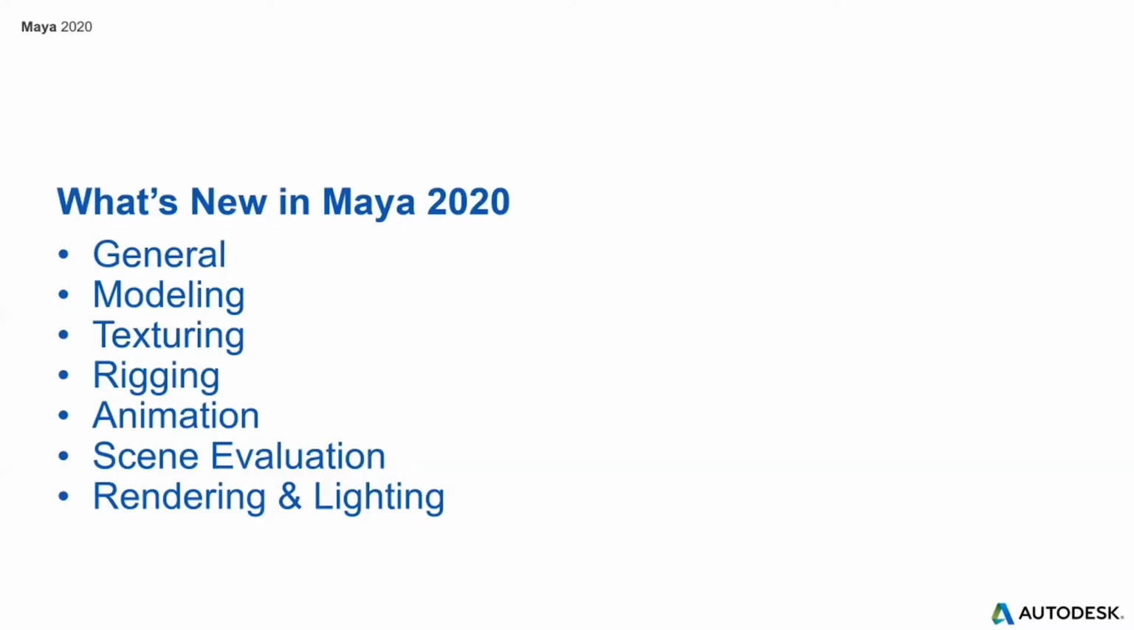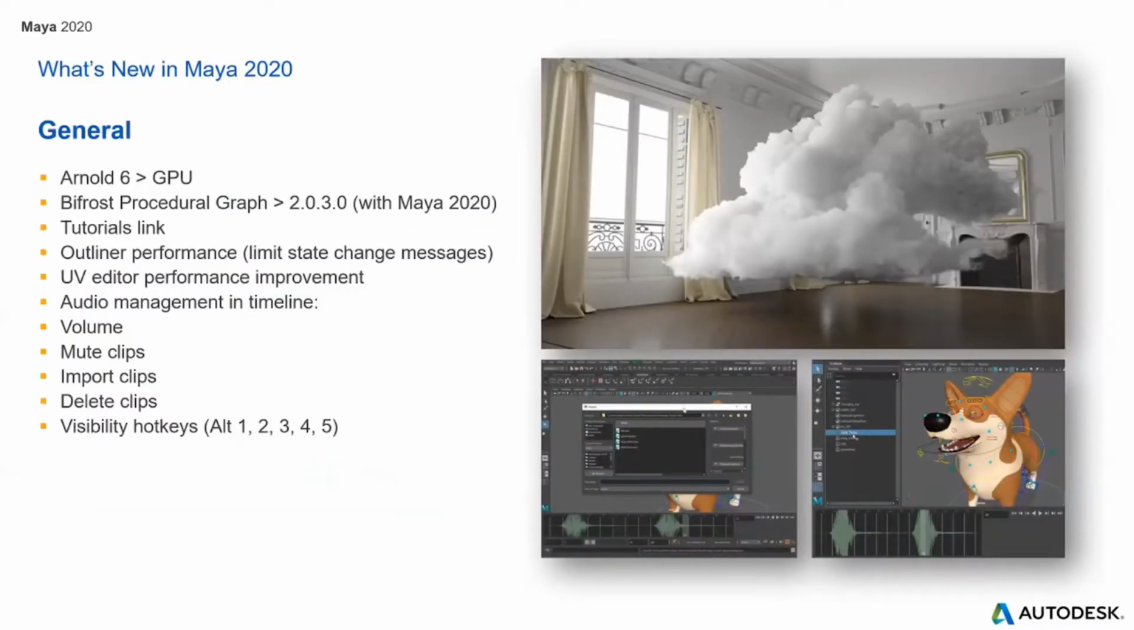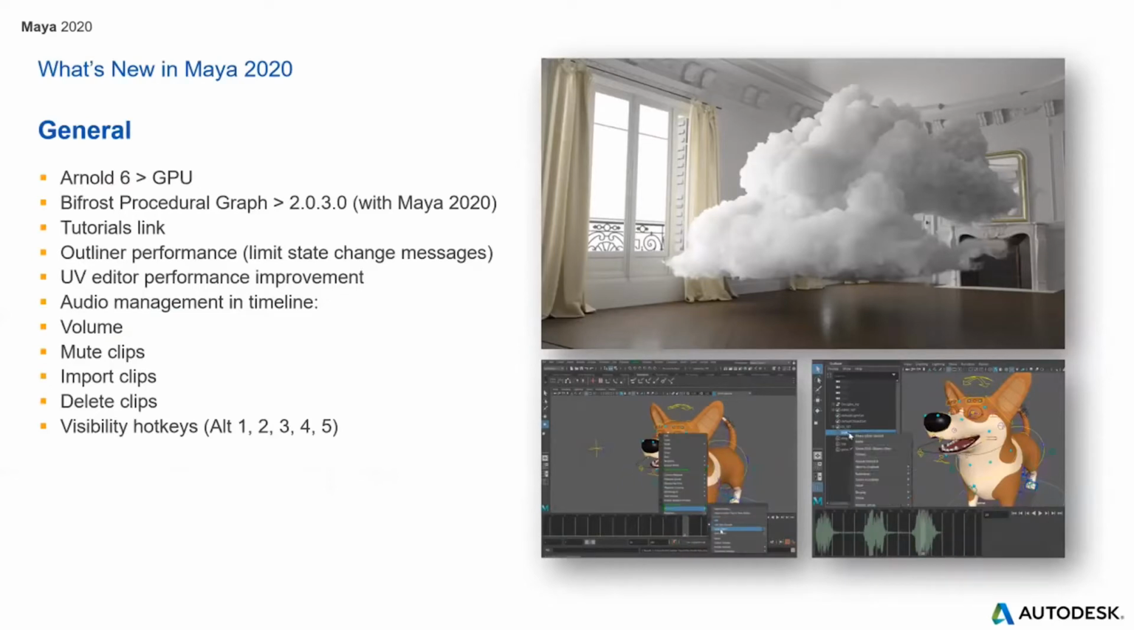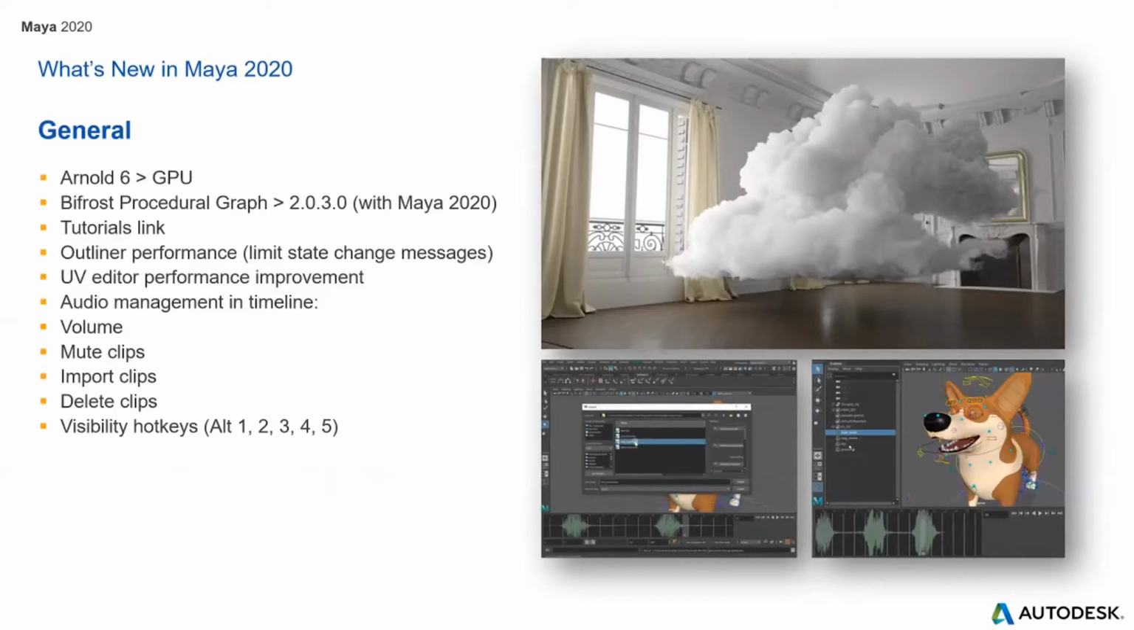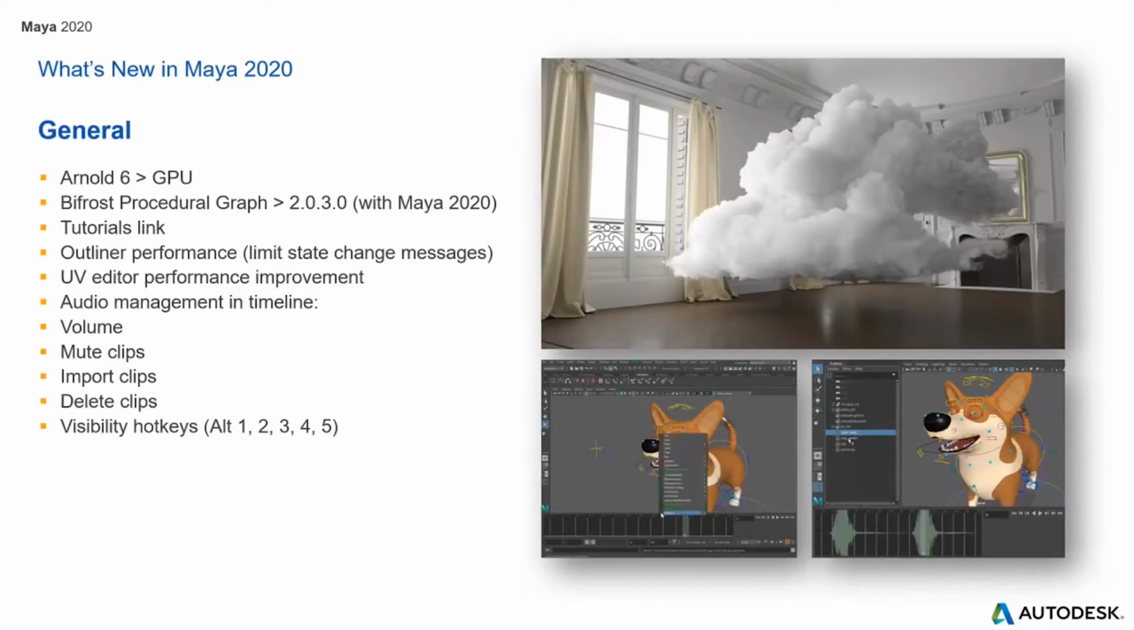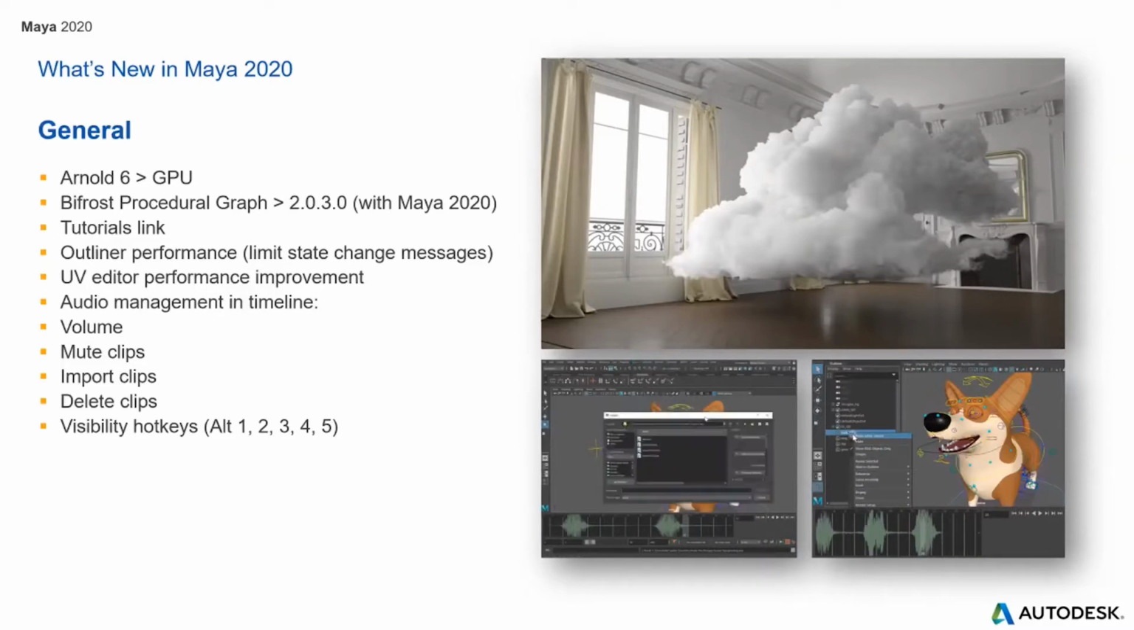Scene evaluation is also something here. Lighting and rendering, I will leave that more to John-Paul Giancarlo, who will show the news and improvements in Arnold. And also, I'm not going to talk about Bifrost too much. So the general improvements, Arnold 6, finally, is the release of the GPU renderer. John will tell you, or John-Paul will tell you everything about it. Bifrost procedural, or the version 2, the next generation of Bifrost, will be shown by John Capleton, my colleague from the UK.